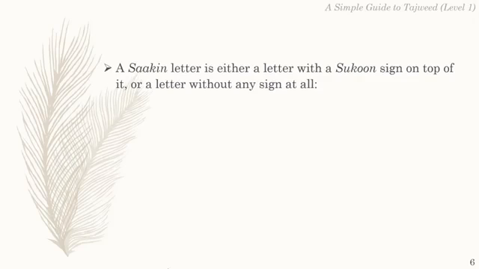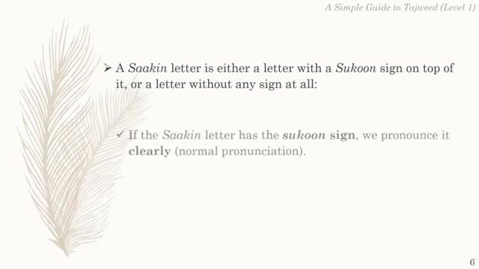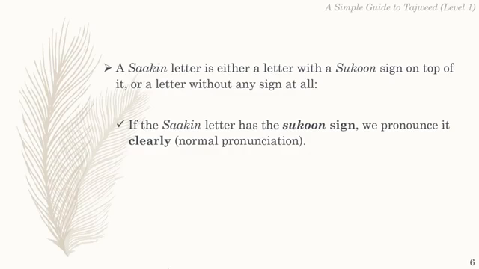A second letter is either a letter with a sukoon sign on top of it, or a letter without any haraka at all. If the second letter has the sukoon sign, we pronounce it clearly.